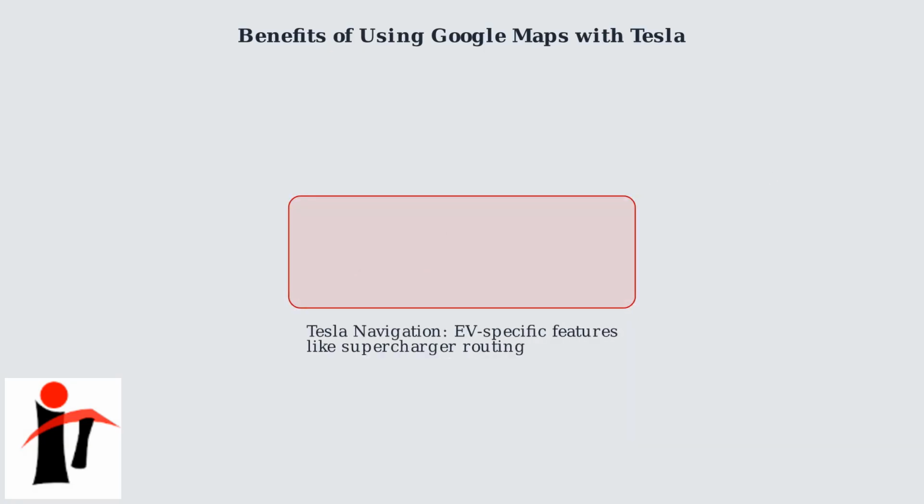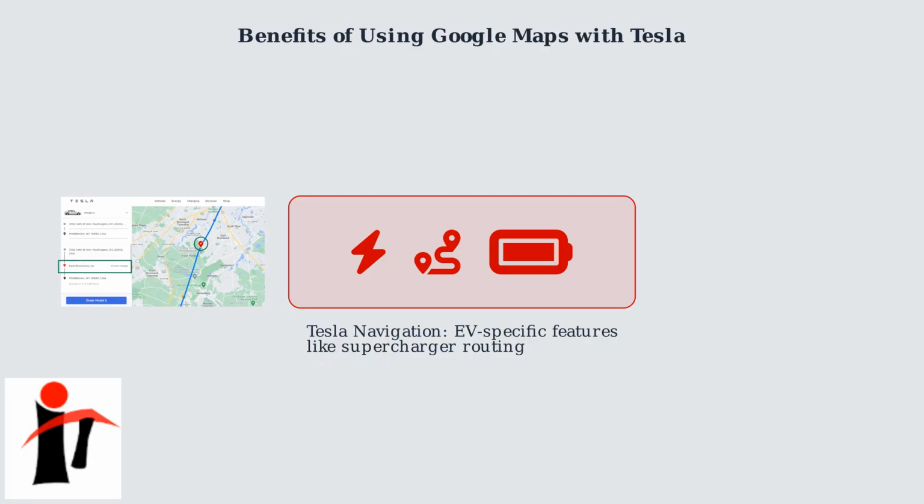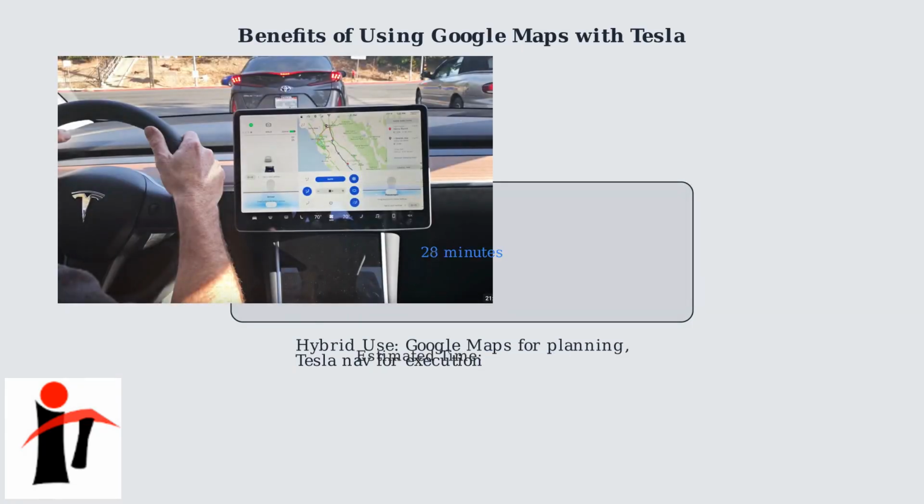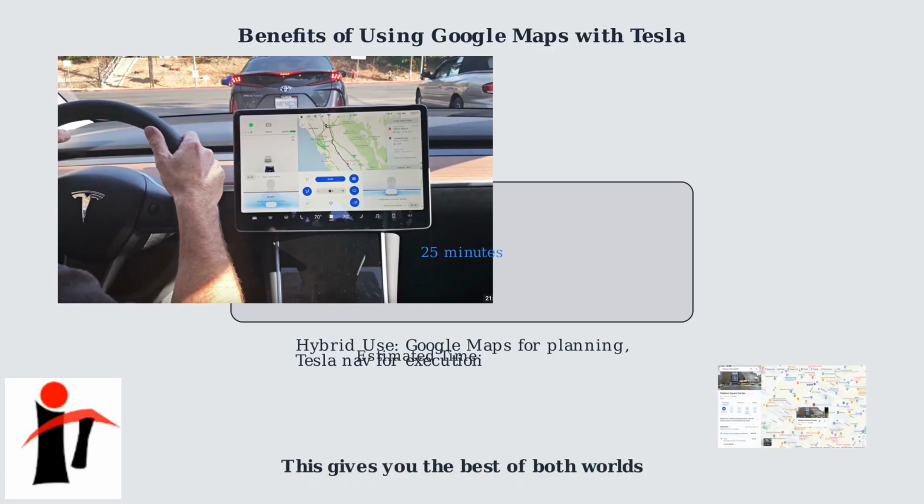Meanwhile, Tesla navigation excels in electric vehicle-specific features like supercharger routing, optimizing for battery range, and charging stops along your journey. Using them together allows for hybrid navigation. For example, use Google Maps for initial planning and destination selection, then switch to Tesla navigation for execution with optimized EV routing. This integration gives you the best of both worlds, combining comprehensive mapping data with specialized electric vehicle guidance for a seamless driving experience.